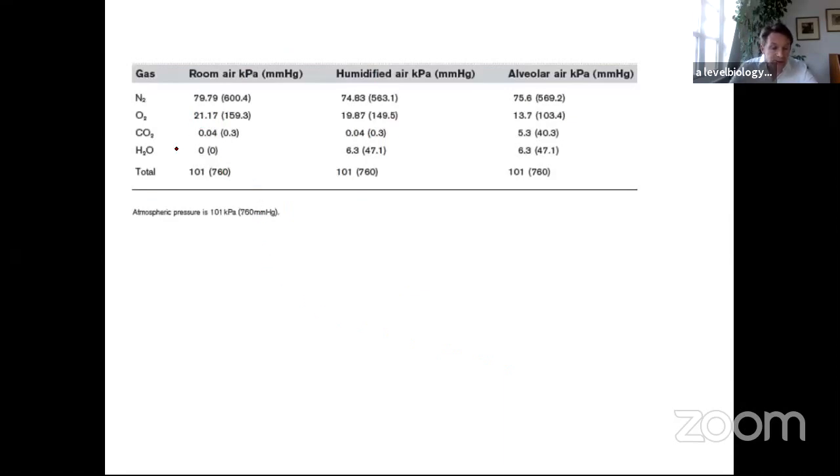Now, looking at some of the partial pressures that you get, this is you in the room at the moment. This is the humidified air that's in your trachea and your bronchi and your bronchioles, and this is the alveolar air. So the percentages here, in room air, we've got about 21% oxygen and 0.04% carbon dioxide. In the alveoli, you've got about 5% carbon dioxide because it's diffusing out of the blood plasma and out of the red blood cells and into the alveoli, whereas the oxygen is about 13 or 14%.